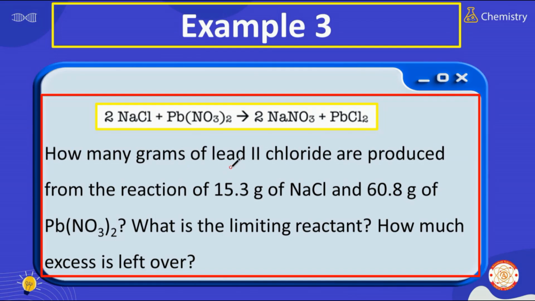So how many grams of lead 2 chloride are produced from the reaction of 15.3 gram of sodium chloride and 60.8 gram of lead 2 nitrate? And what is the limiting reactant? And also how much excess is left over? So basically we'll calculate the limiting reactant, the amount of lead 2 chloride, and the amount of the excess substance. So let us do this together.